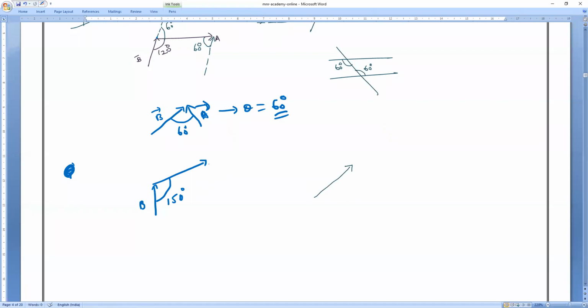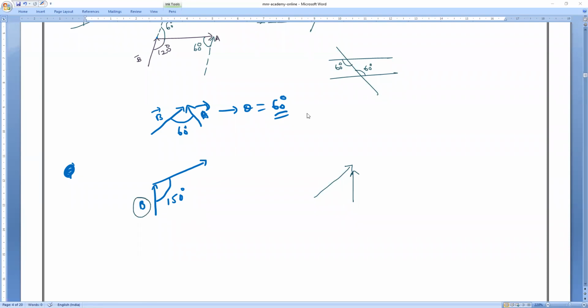Now, I want the angle between this and another one, which is the parallel shift. So parallel shift means it will come exactly here. Can you tell me what is the angle between them? I want to know. 0. What is the angle? Parallel shift of B, Pradosh. How much angle?